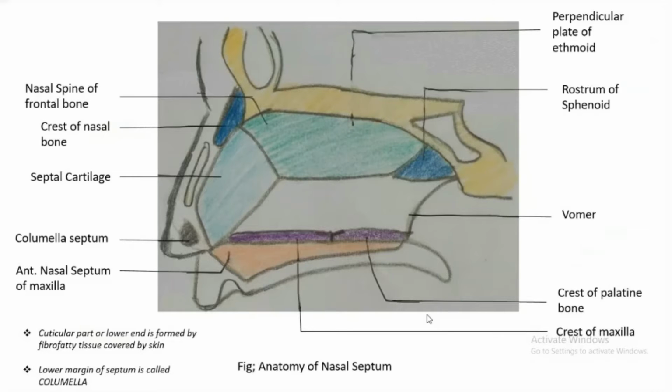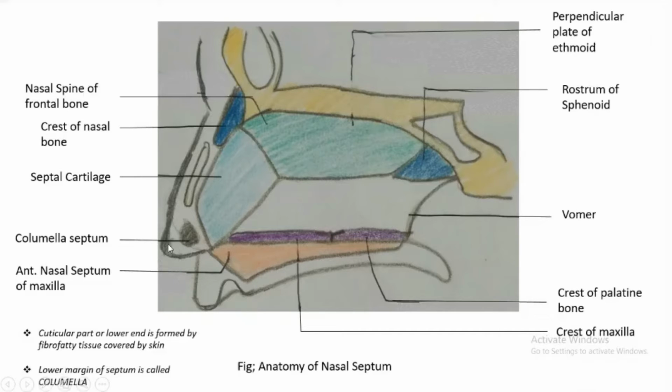Now let's correlate it with our diagram. Here we can see the formation of the nasal septum. The main bony part consists of the vomer and the perpendicular plate of ethmoid bone, and the other minor bony parts consist of the rostrum of sphenoid, crest of palatine bone, crest of maxilla, anterior nasal spine of maxilla, crest of nasal bone, and nasal spine of frontal bone. And under the cartilaginous part, we have the septal cartilage.